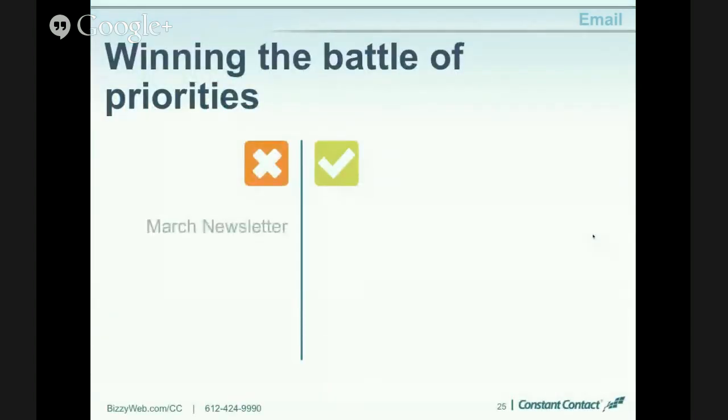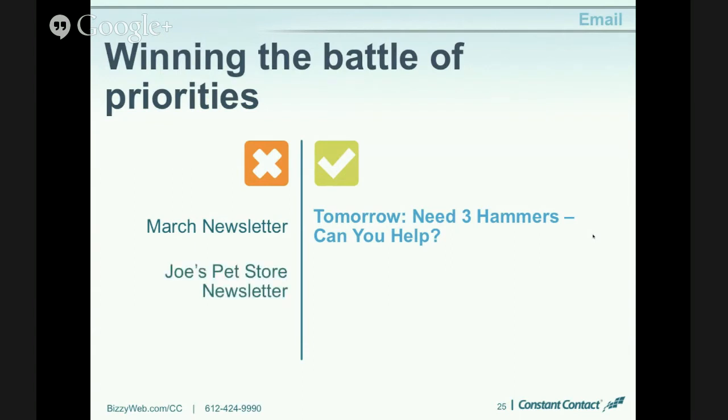Here's something that's kind of weak: March newsletter. Contrast that to: tomorrow, we need 3 hammers. Can you help? That's immediate. Tomorrow, need is the first 2 words. Joe's Pet Store newsletter. Again, you're noticing that newsletter is probably a bad thing to call it. Instead: alert, help your dog beat the heat. That's something that's very relevant and is going to drive action immediately.